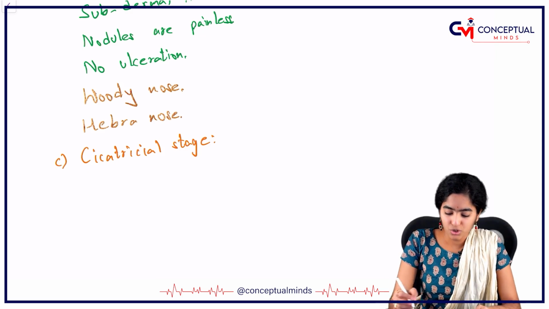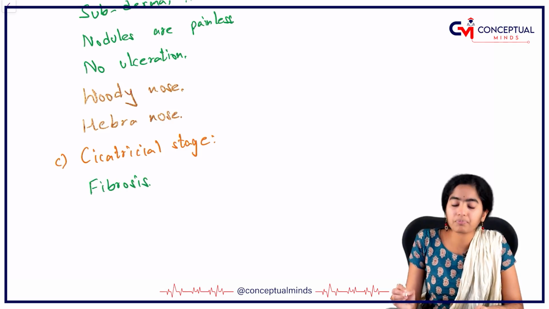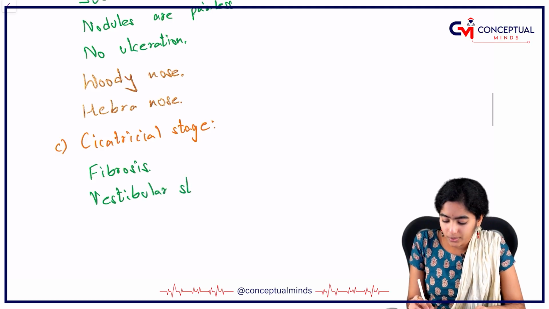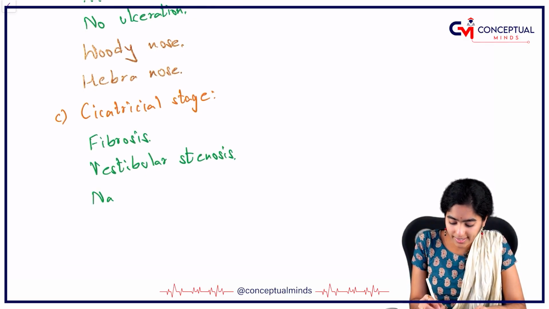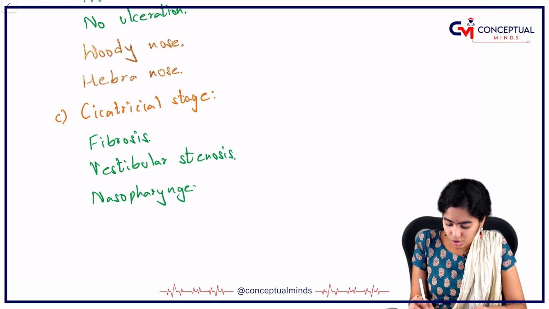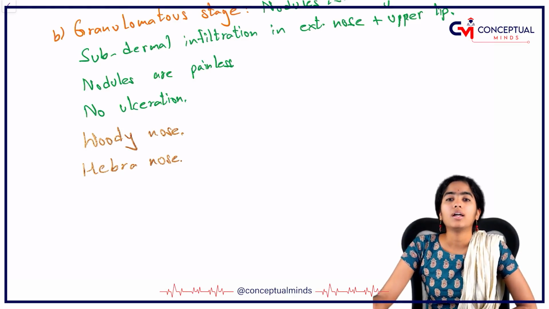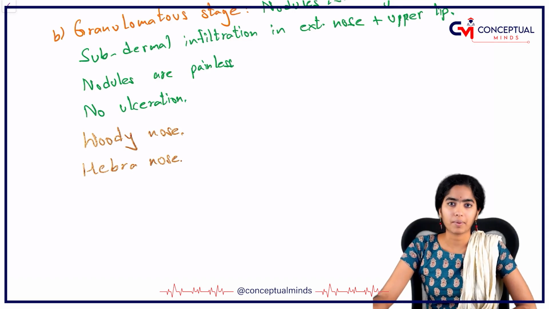So in cicatricial stage, what is the main feature? It is fibrosis. And you find vestibular stenosis, narrowing of the external nares, and then stricture formation that can occur anywhere, nasopharyngeal strictures. Hebra nose is a characteristic feature seen in nodular stage or granulomatous stage of Rhinoscleroma.